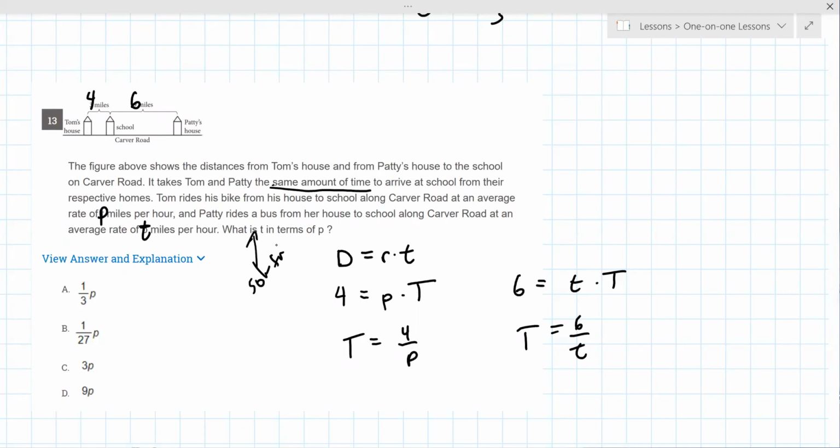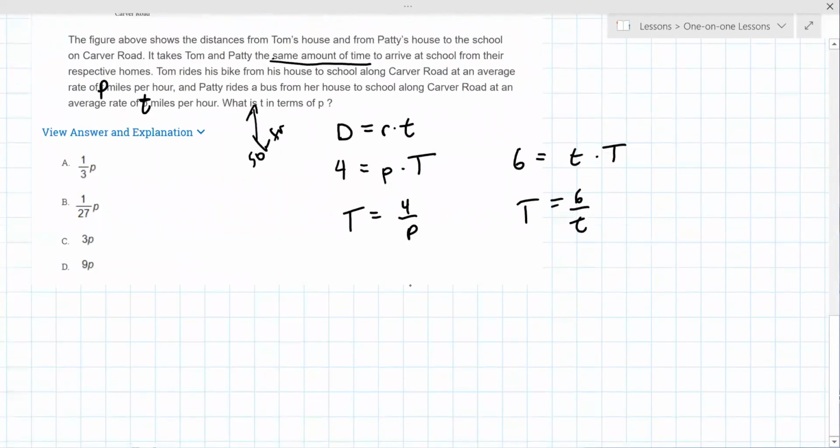So then we get t equals 3 over 4p. Right? So I get 2t equals 3p. So t equals 3 over 2p, or 3 halves p. Yes.